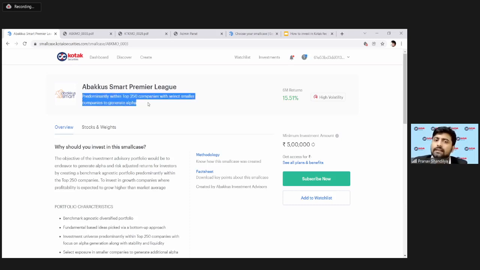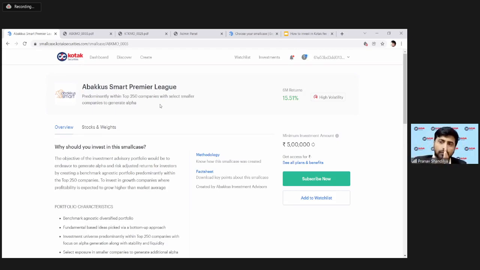So here it states that the investment is happening predominantly within top 250 companies with select smaller companies to generate alpha. What does this basically mean? So here, what we mean by top 250 companies is that the investment is happening in top 250 companies according to their market capitalization. So are we taking into consideration Bombay Stock Exchange based stocks? No. So here the investment is happening only for NSE based stocks.